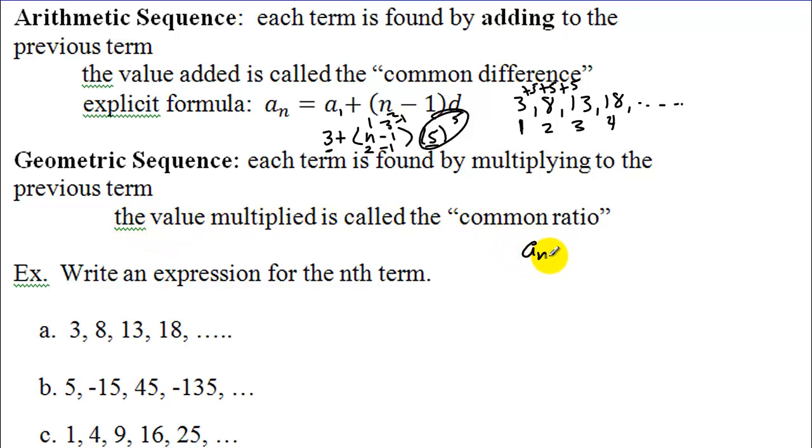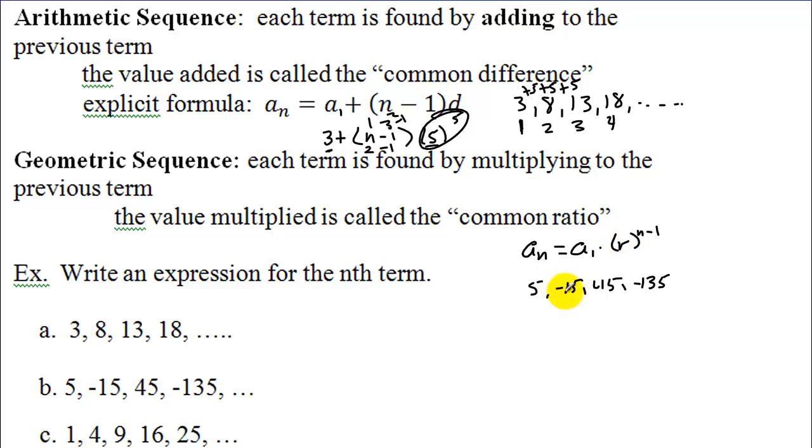And that formula is a sub n equals a sub 1. We always base it off the first term. And it's a similar concept, except we're going to multiply by 1 less than the term that we're on. And we'll take the next one, for example, 5, negative 15, 45, negative 135.